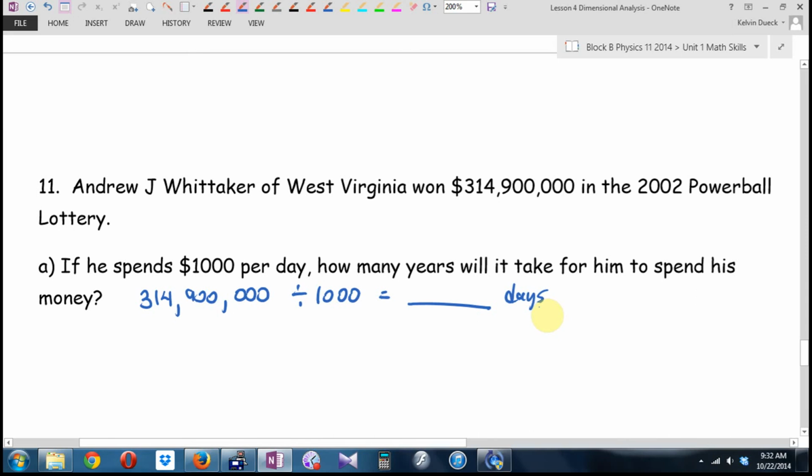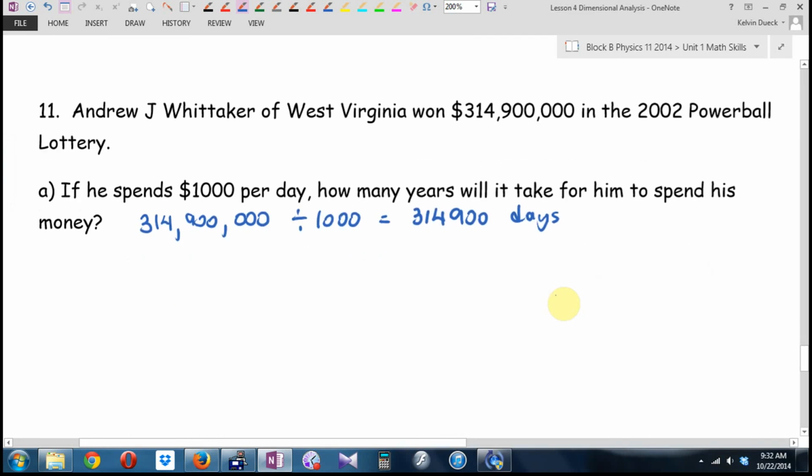And I think I can do that in my head. Dividing by 1,000 just lops off 3 zeros, right? I think you're going to find that he ends up with 314,900 days. Let's convert that to years. We start out by writing down what they gave us.